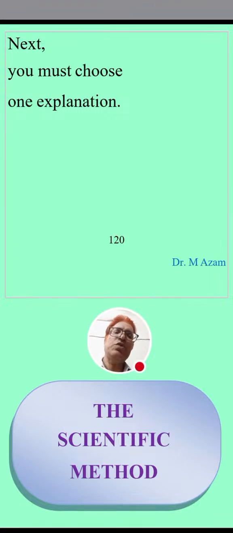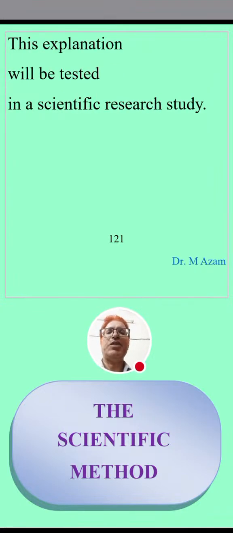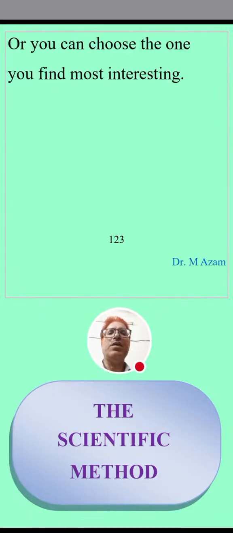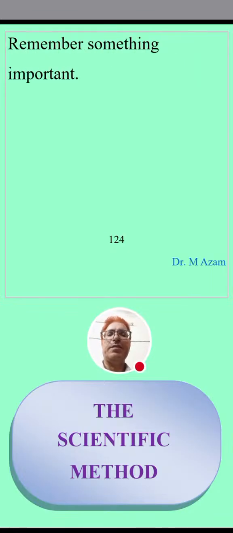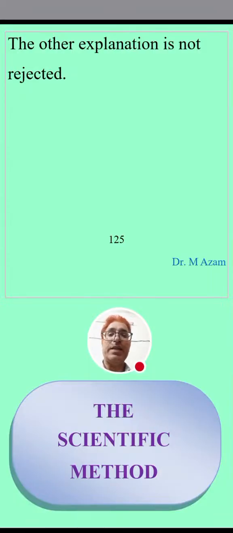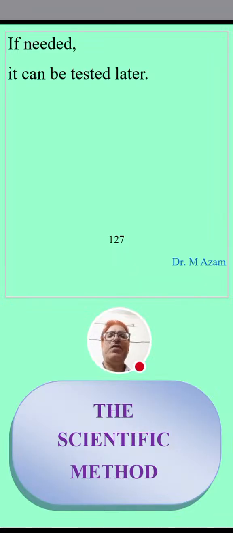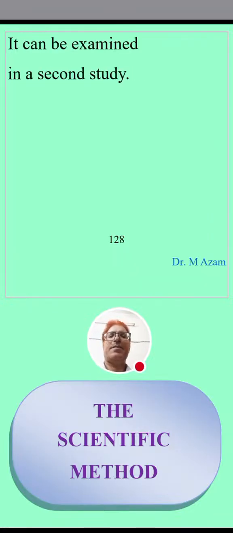Next, you must choose one explanation. This explanation will be tested in a scientific research study. You can choose the explanation that seems most reasonable to you, or you can choose the one you find most interesting. Remember something important: although you choose one explanation, the other explanation is not rejected. It is not thrown away. If needed, it can be tested later. It can be examined in a second study.